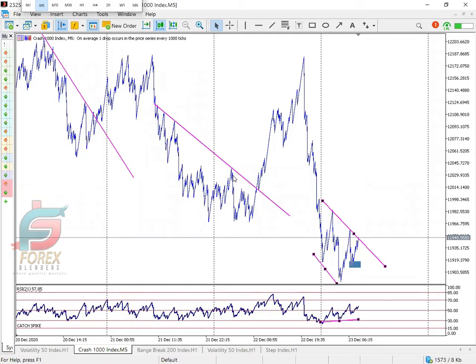Yeah, please, what's the meaning of TBSS? TBSS is trendline breakout scalping strategy. TBSS, trendline breakout scalping strategy. Yeah, so that is TBSS.